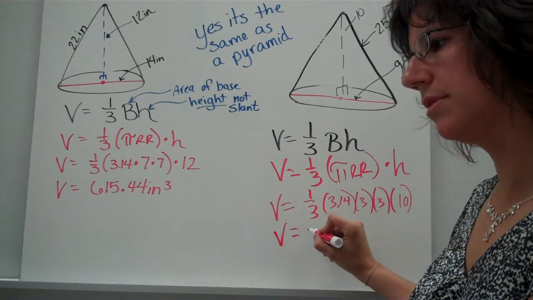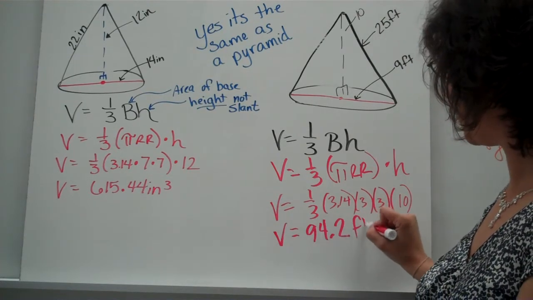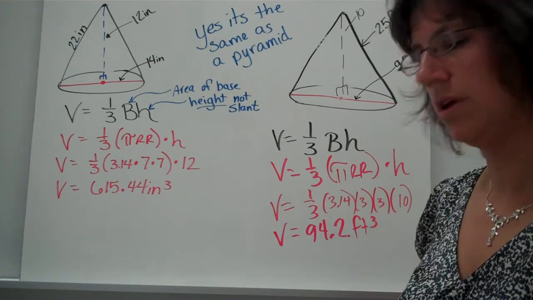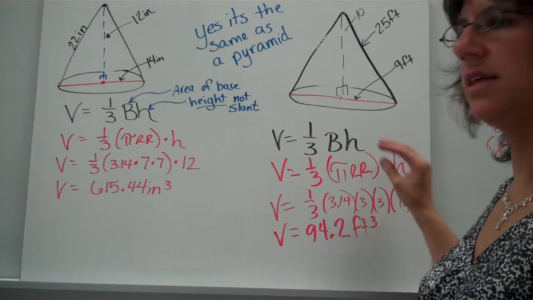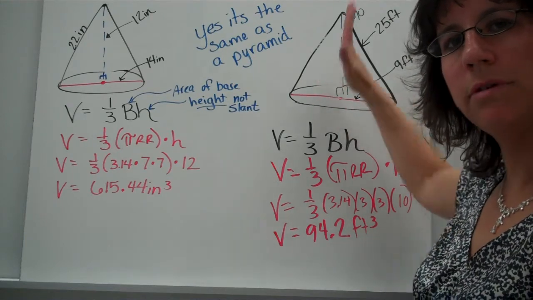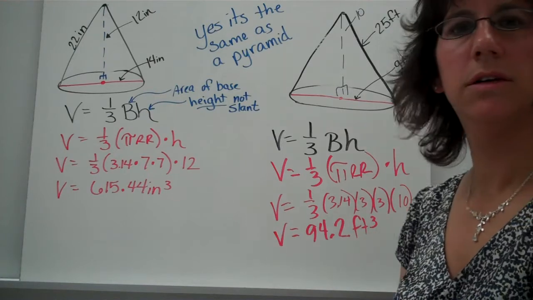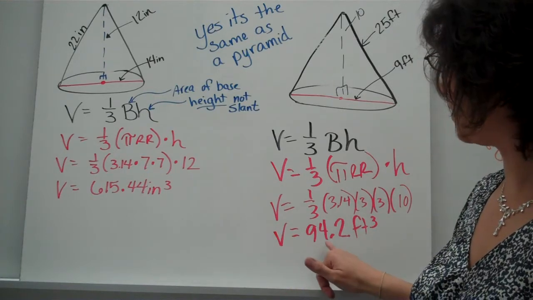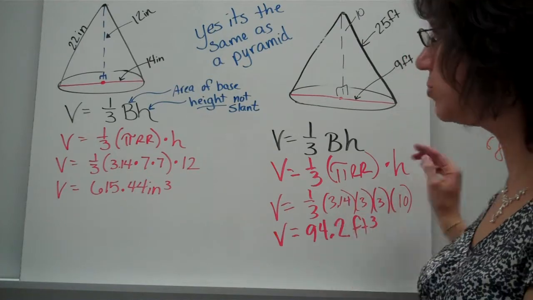I got 94.2 feet cubed. Do you see where I got that number? Pi, radius, radius, that takes care of the bottom. Now how tall is that? 10. 10 feet. So therefore you get 94.2 feet cubed. All right, we've got one more shape to do.